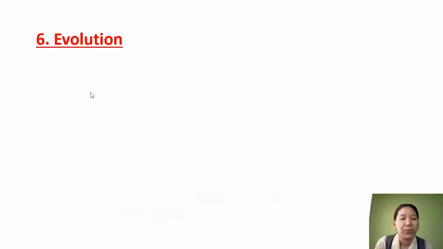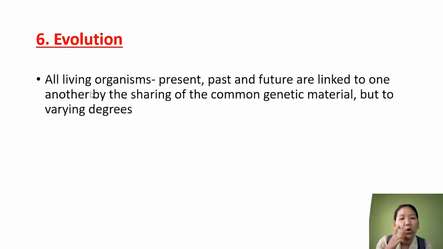Next, evolution. All the organisms are linked to one another by sharing common genetic material, in the past, in the present, and in the future also. But the sharing of the genetic material is not 100%. It varies to some degree. That is why all the individuals of a species, or all the organisms on the earth, vary.